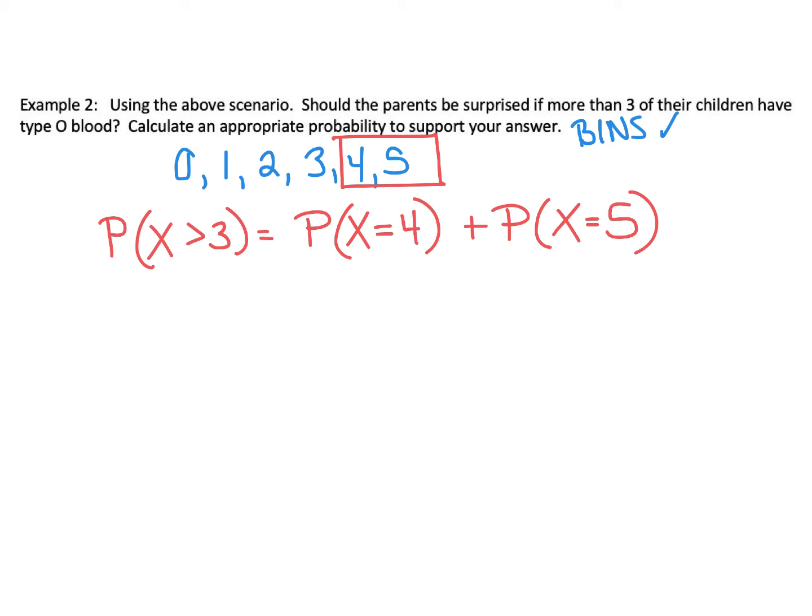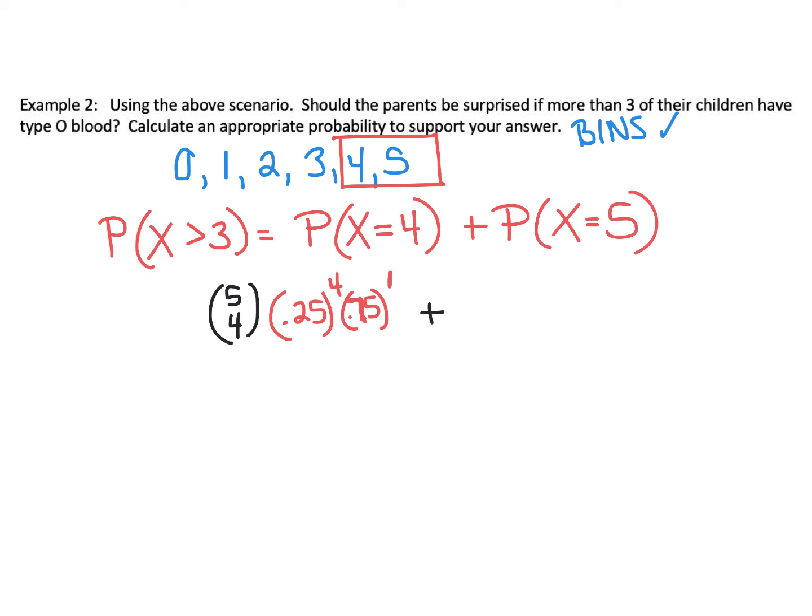So 4 children having type O blood would be 0.25 to the 4th, and 1 failure. So that would be 0.75 to the 1st power, because you've got 5 children total. But then we have to think about the combinations. From 5 kids, we're seeing how many ways we could take groups of 4.